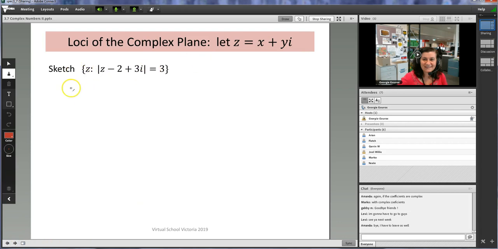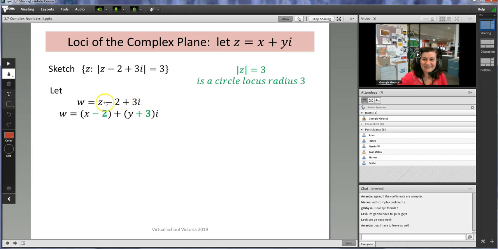Okay, what about this expression here? We want to sketch |z minus 2 plus 3i| equals 3. Again, this is going to be a circle as well, with a radius of 3, but it's going to be off-centre. So we might let w be equal to z minus 2 plus 3i.